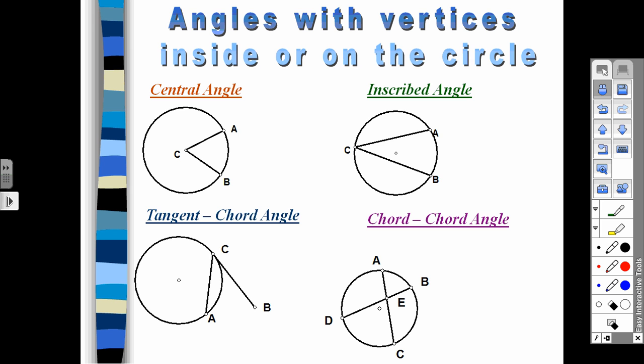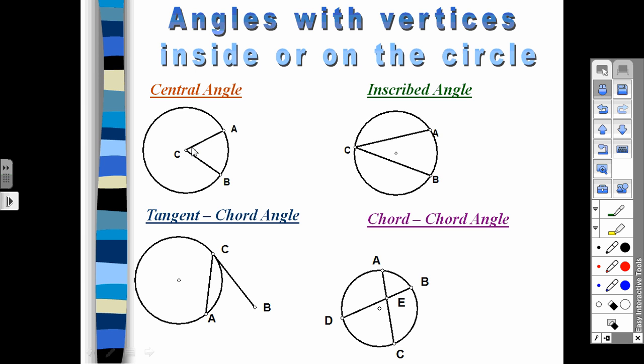Okay, so we're going to start off with circles that have angles that are either on the circle or inside the circle. And all four of these formulas that you're going to have here for all four of these situations are going to be very similar to each other. Okay. We already know the first one, the central angle, because we talked about that in chapter 9.